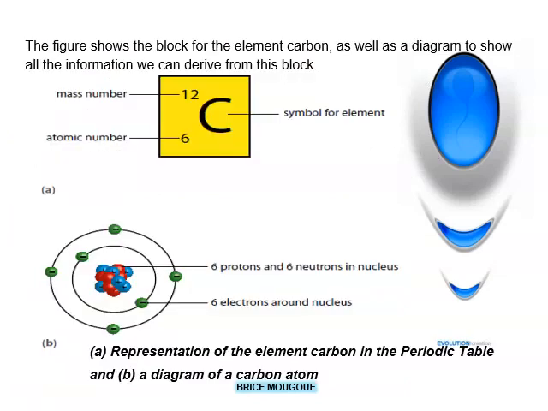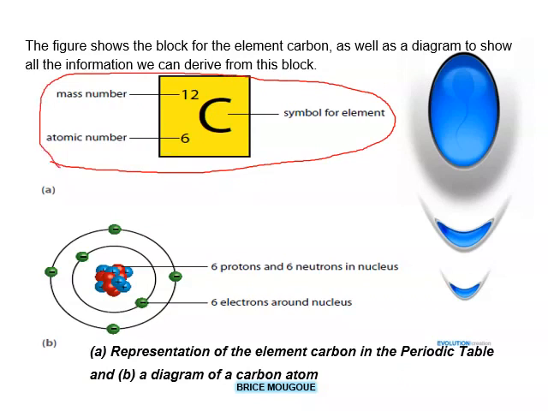We'll use carbon as an example. What we see here is a block that is meant for the element carbon on the periodic table. We've extracted that block so that we can investigate all the information that we can get from that block alone. If we had the bigger picture of the periodic table, we'd see the group to which carbon belongs, whether it's a metal, non-metal, or semi-metal. From this image here, we can already identify three things.